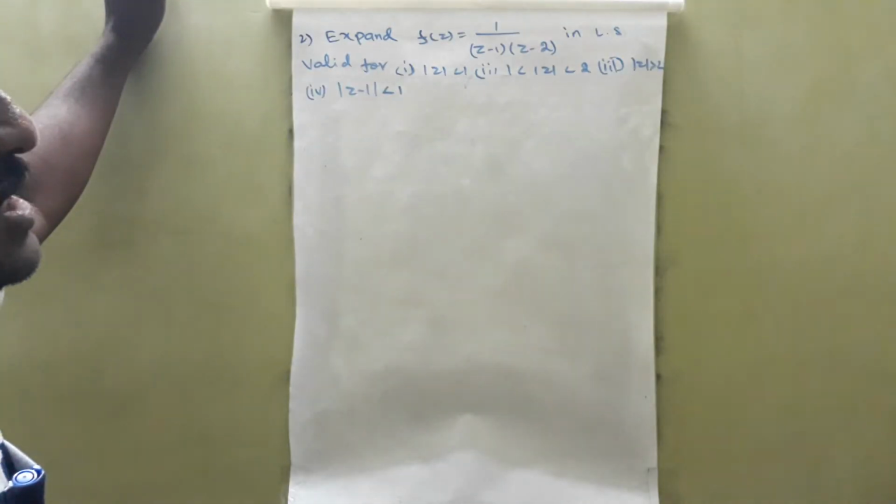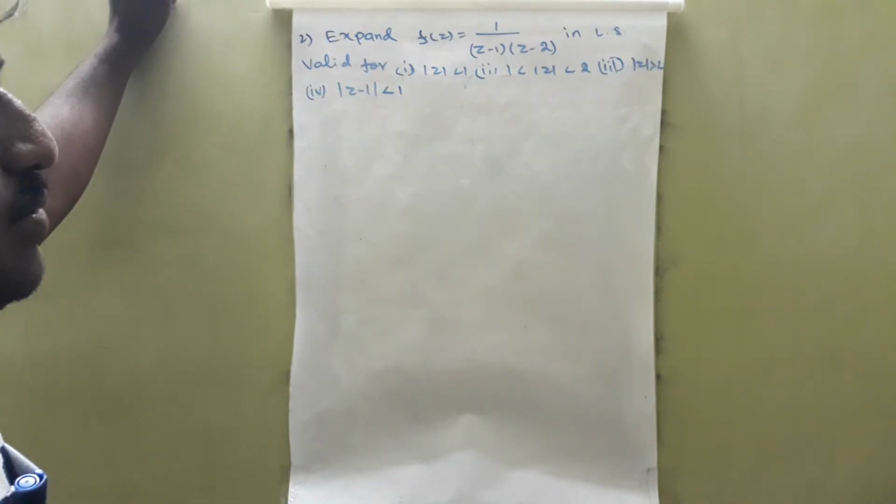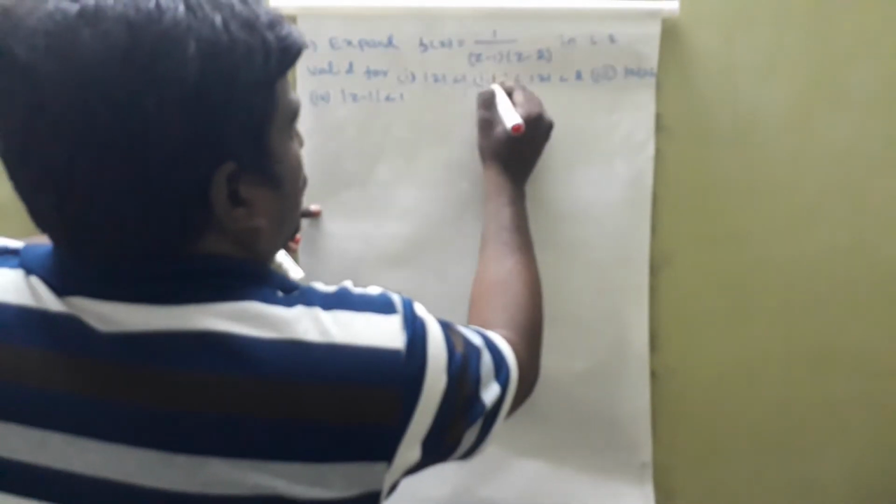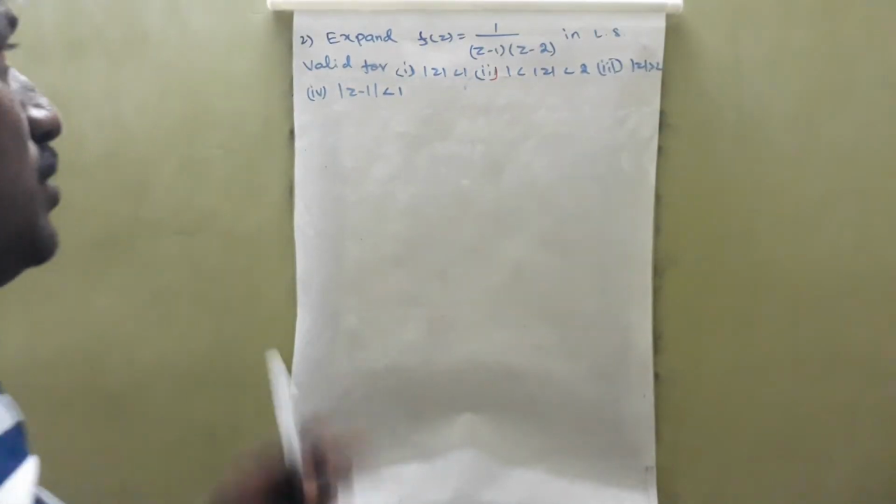Next problem, expand f of z equal to 1 by (z minus 1) into (z minus 2) in Laurent series. Valid for the first case modulus of z less than 1, the second one 1 less than modulus of z less than 2, third one modulus of z greater than 2, fourth one modulus of z minus 1 less than 1.